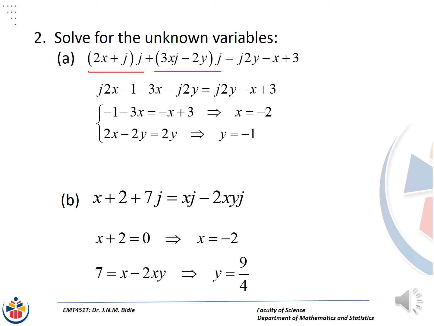So we've got 2xj minus 1. We had to recall that j squared is -1. And then we're multiplying j and 3xj. That gives us -3x. And then minus j times 2y equal to j 2y minus x plus 3 on the right-hand side. And then thereafter, equate the real terms together. So we've got -1 minus 3x equal to -x plus 3 as the first equation.